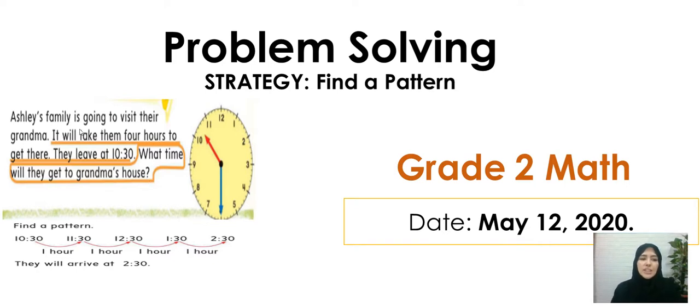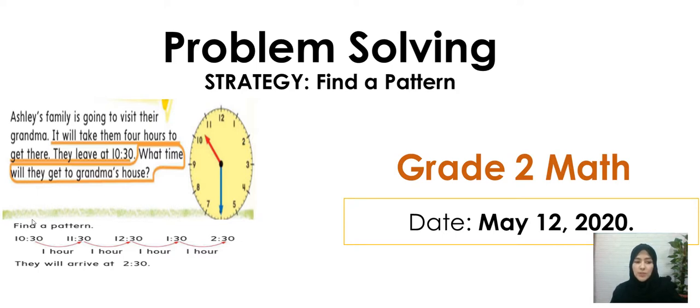It says Ashley's family is going to visit their grandma. It will take them 4 hours to get there. They leave at 10:30. What time would they get to Grandma's house?